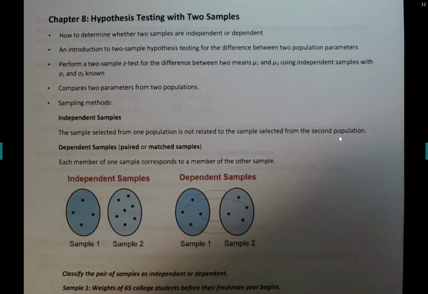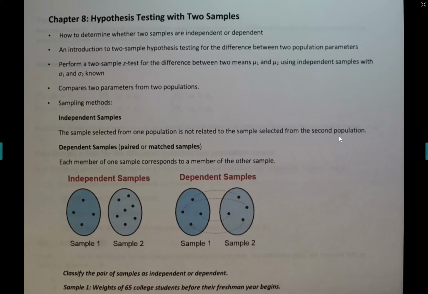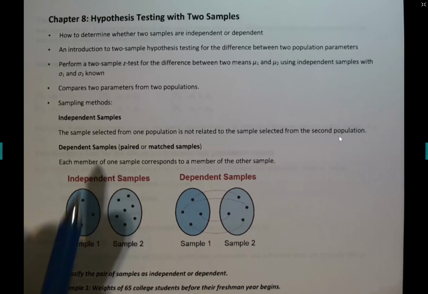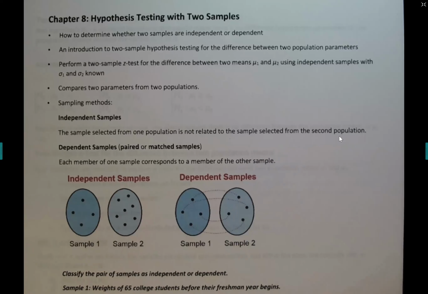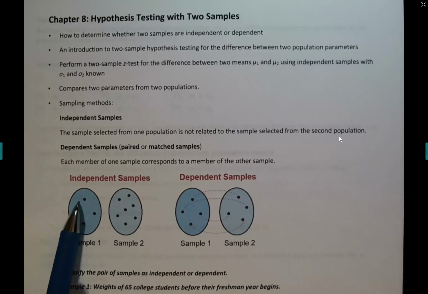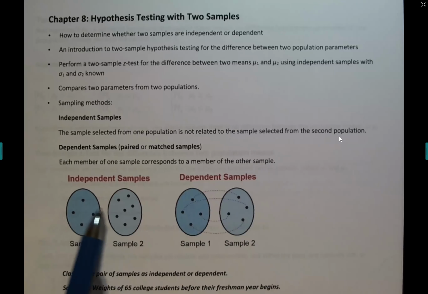So, independent samples. We say two samples are independent if the sample selected from one population is not related to the other sample selected from the second population. These are not related. Look, this is an example here. They have nothing in common, not related.